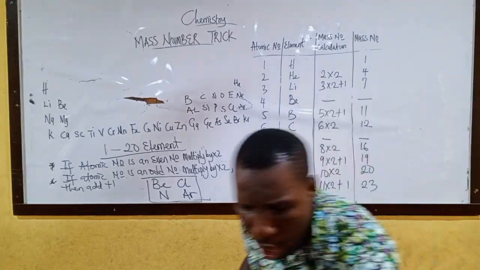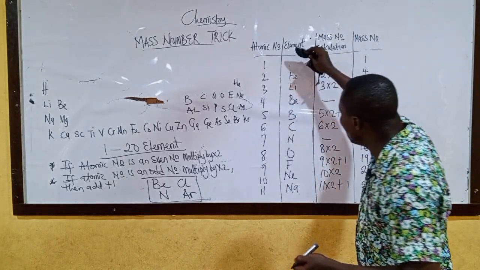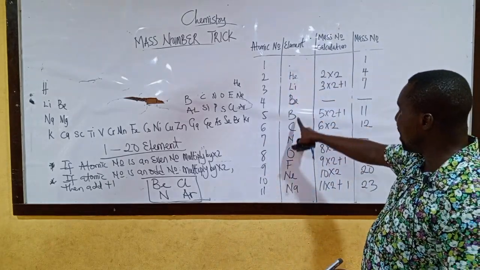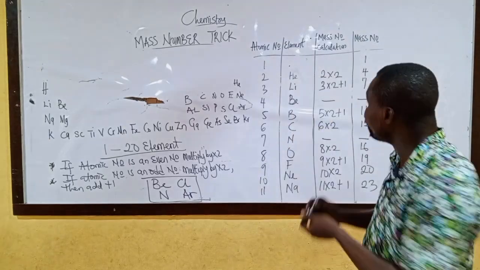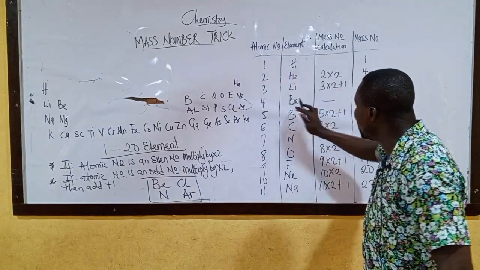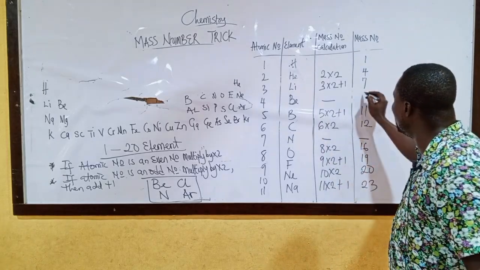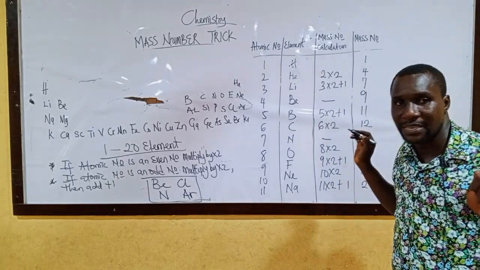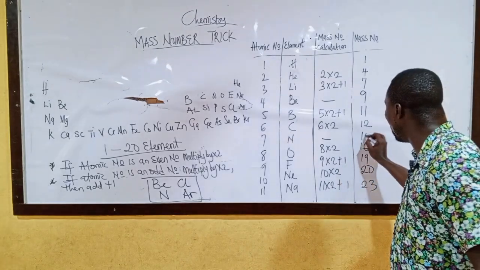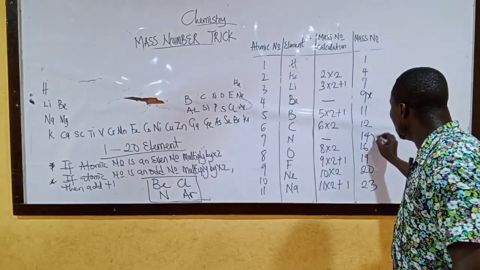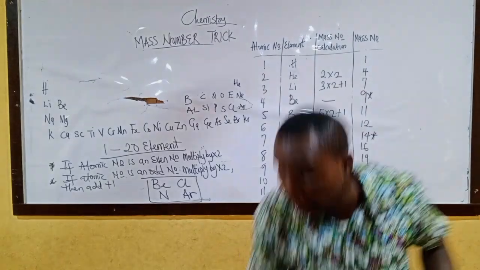Let me rub up the board. Before I rub up the board, let me give you beryllium and nitrogen. Beryllium is a special case. The mass number of beryllium is what? 9. Take note, 9. For nitrogen, also a special case, the mass number is what? 14. Take note of them. They are special cases. Let us rub up the board now.